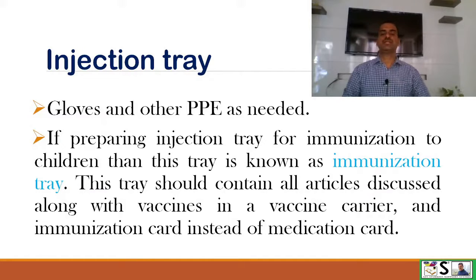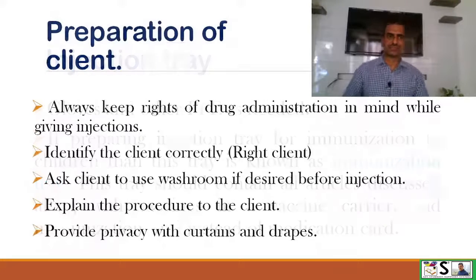And in preparing an injection tray for immunization of children, the tray is known as immunization tray or vaccination tray. This tray should contain all the articles discussed here along with the vaccines in vaccine carrier and immunization card instead of medication card. Other articles are the same.